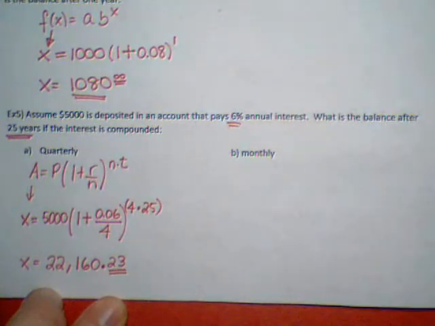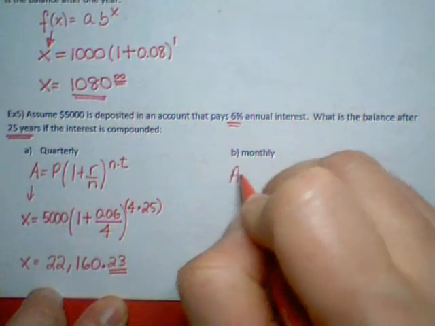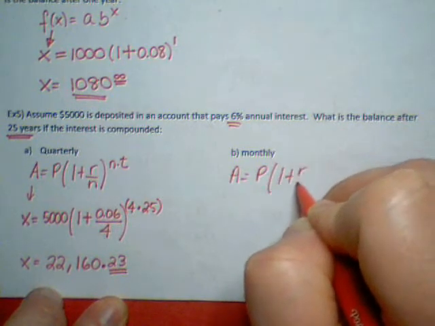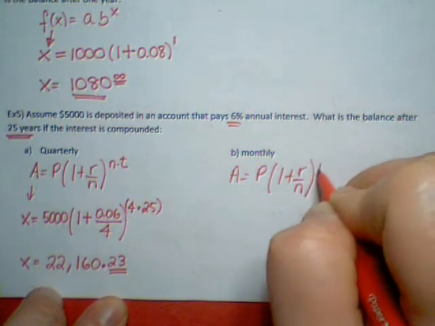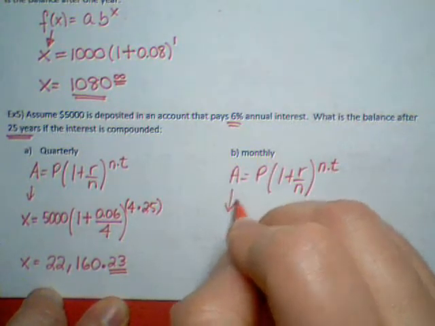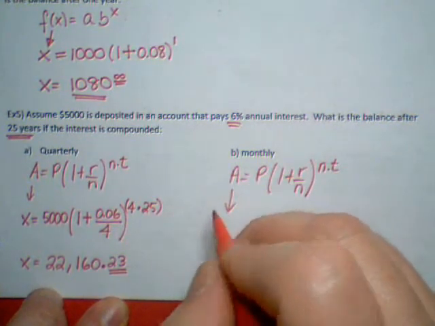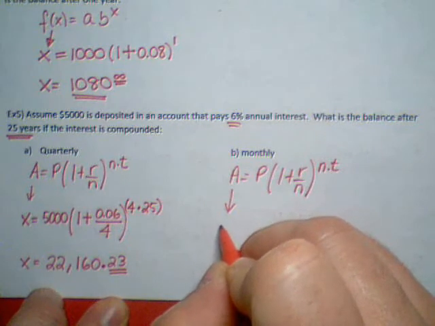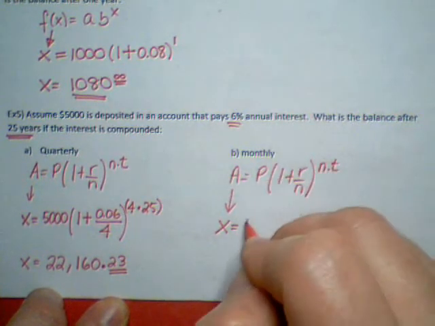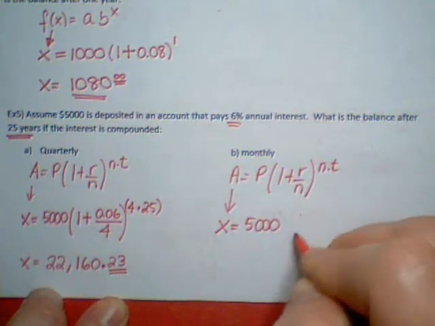Okay. If we do it monthly, let's write the formula again, to help us remember when the test comes and stuff like that. So it's a good practice to write down. Okay, we're looking for our balance. Our initial amount was $5,000.